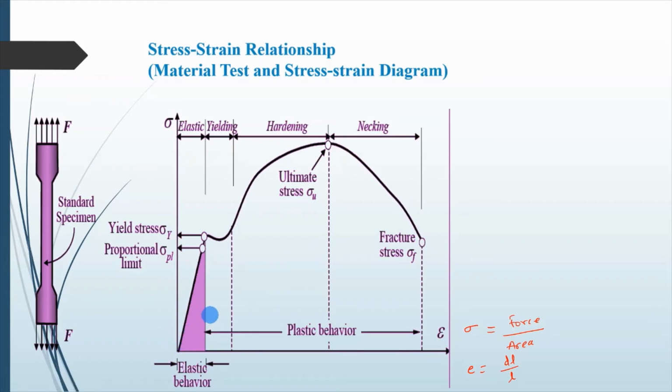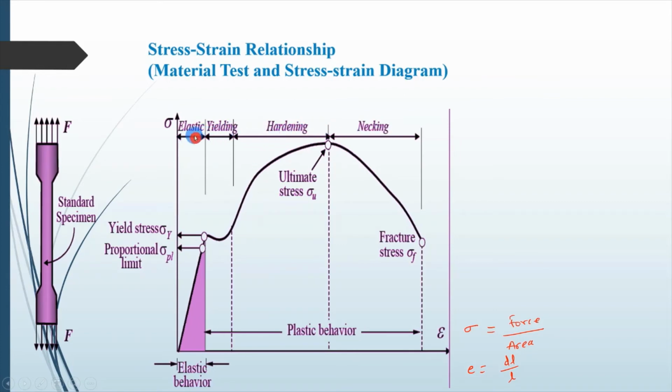So the computerized arrangement will be capable of plotting this graph of stress versus strain, depending upon the values of stress and strain for a particular value of load. After getting this stress strain curve, we will have a number of important points. These are the regions on the curve. Depending upon the response of the material, they are named elastic, then yielding, then hardening and necking.